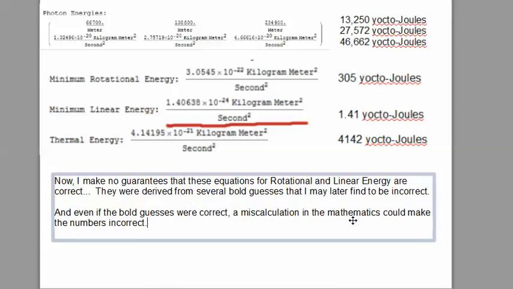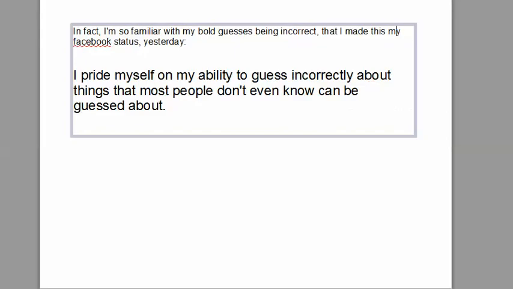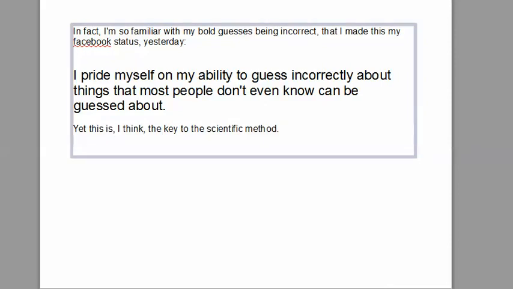Now, I make no guarantees that these equations for rotational and kinetic and linear energy are correct. They were derived from several bold guesses that I may later find to be incorrect. And even if the bold guesses were correct, a miscalculation in the mathematics could make the numbers incorrect. In fact, I'm so familiar with my bold guesses being incorrect that I made this my Facebook status yesterday. I pride myself on my ability to guess incorrectly about things that most people don't even know can be guessed about. Yet this is, I think, the key to the scientific method.